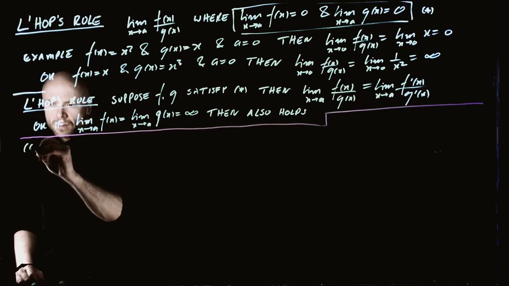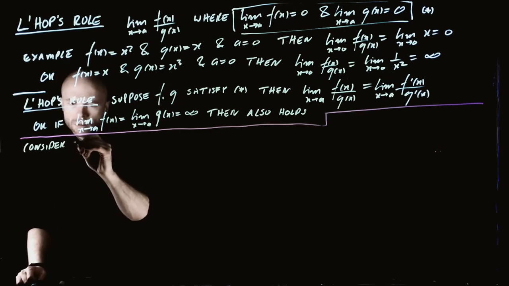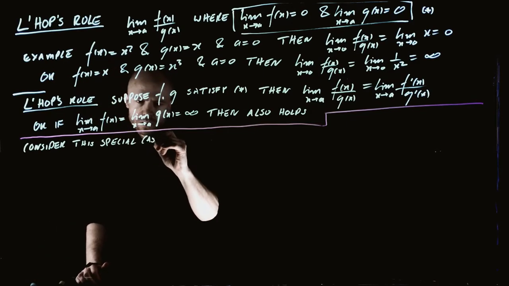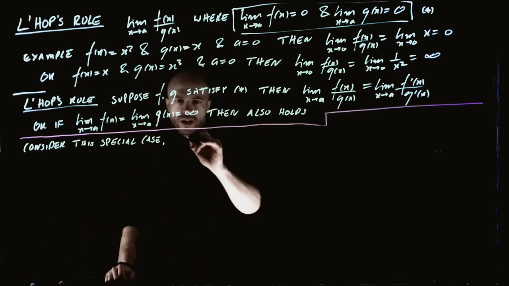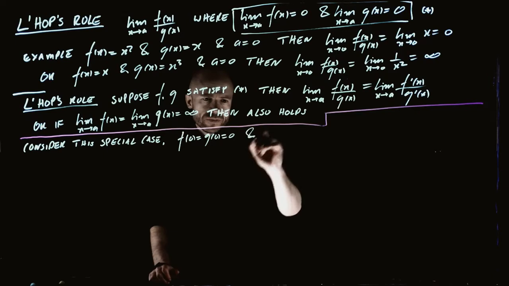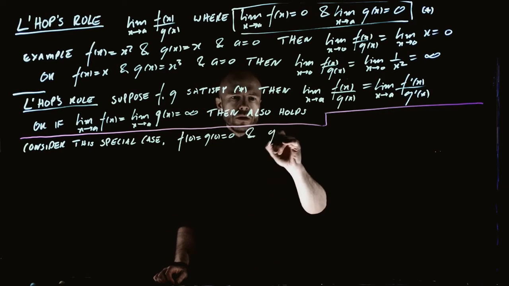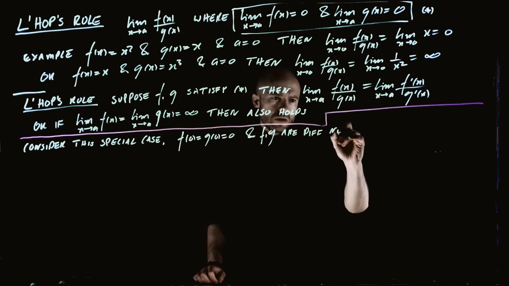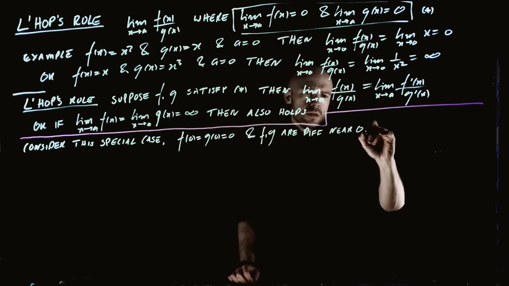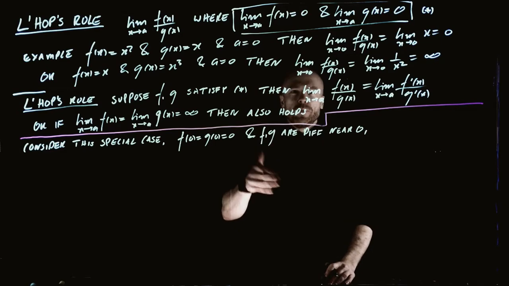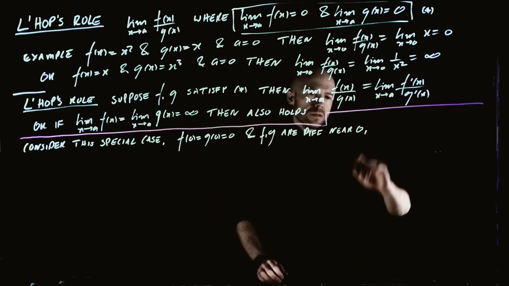So where we have that f of 0 equals g of 0 equals 0, and that f and g are differentiable near 0, and this is something you don't know, but that doesn't imply that the derivatives are continuous, but we're going to assume they're continuous.